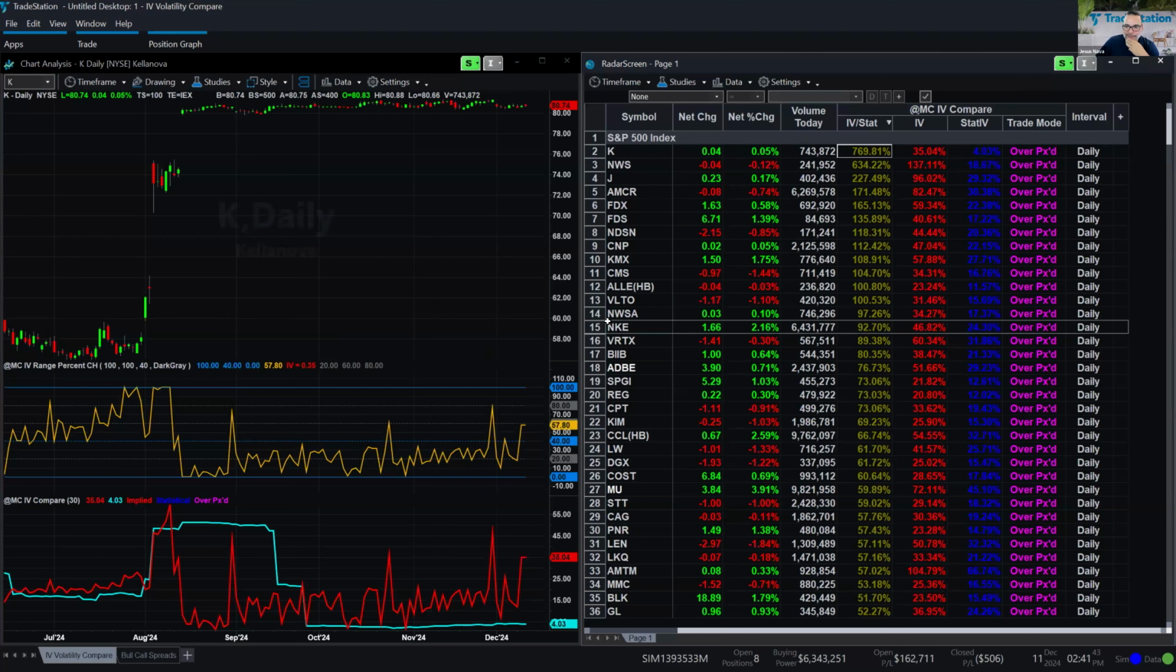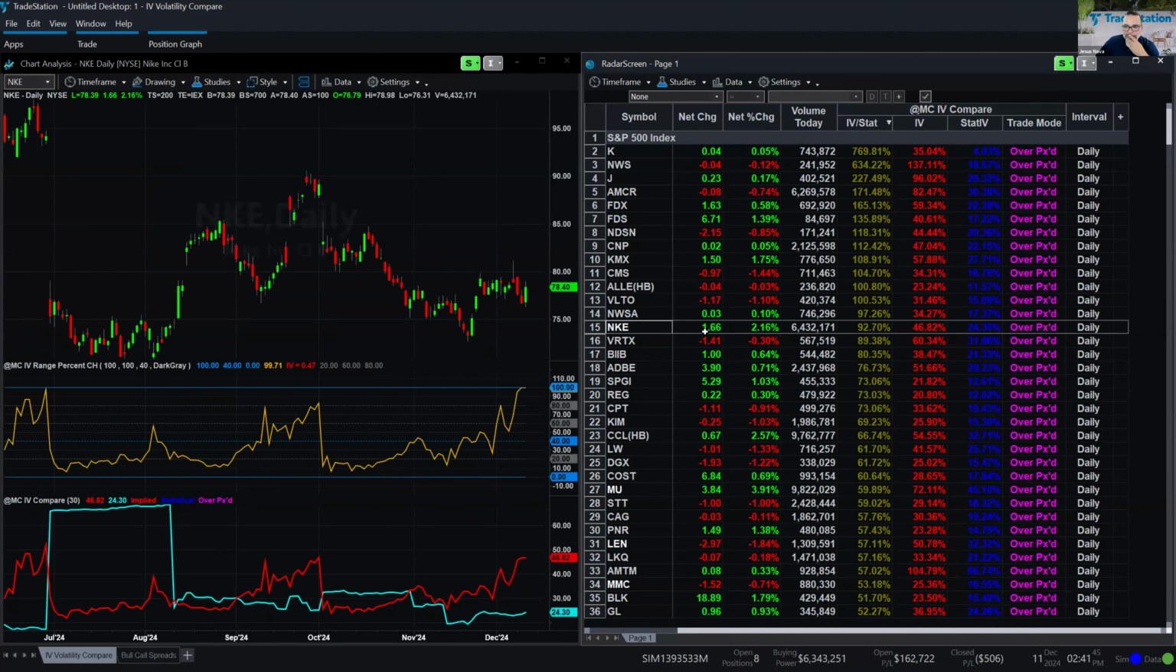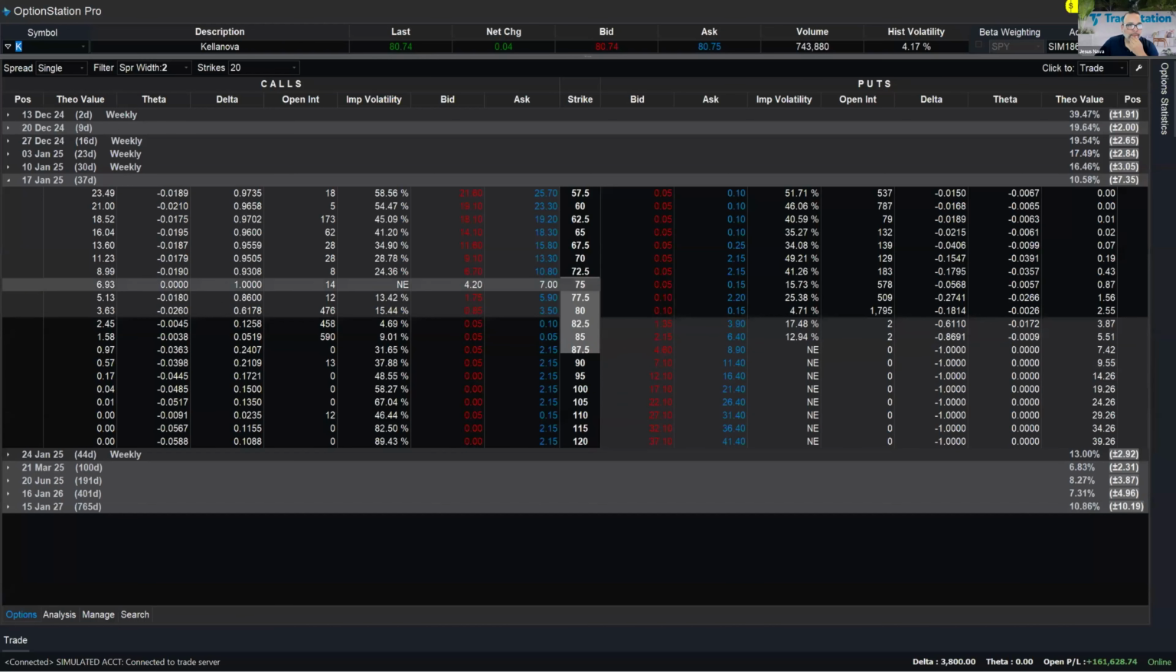But let's go here and take a look at Nike, for example. Nike says it's overpriced. We see that the ratio is at 92%. Statistical is much lower. So I should see options that are more expensive. Let's go ahead and take a look. Let's pull up Nike here.